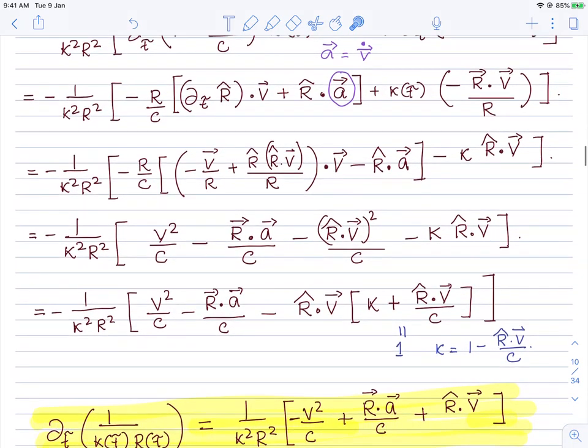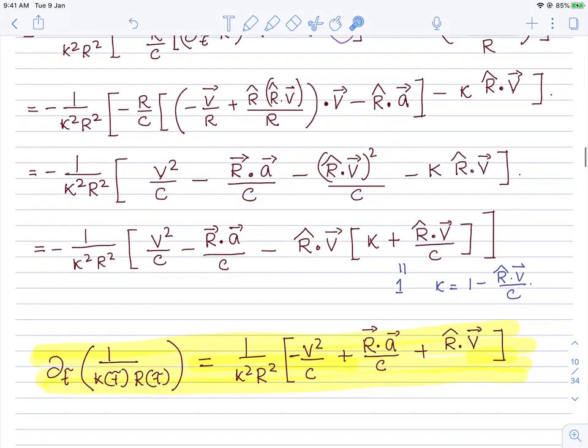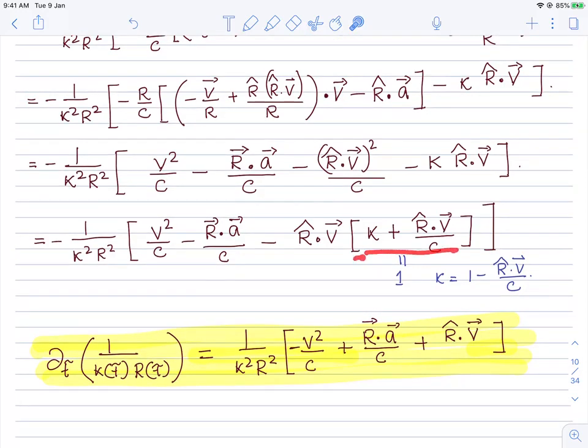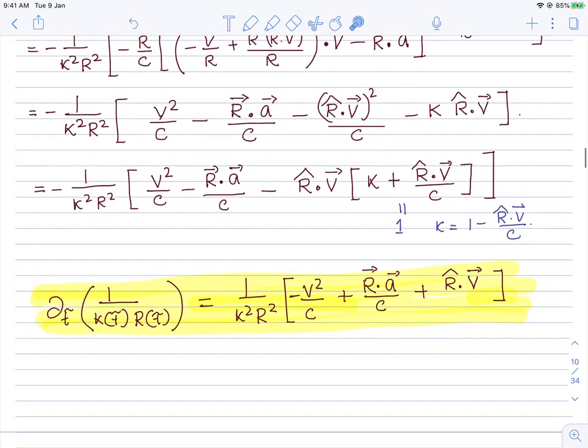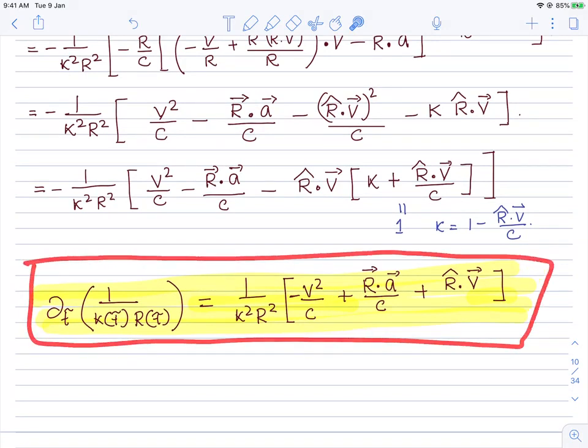It is very useful to remember this kappa factor. It helps in the simplification process. For instance, here there is a term that appears, which is kappa plus r hat dot v by c. This is clearly 1, because kappa itself is 1 minus r hat dot v by c. So this factor is important and useful to remember. Finally, we see that this differentiation can also be written compactly in this form.